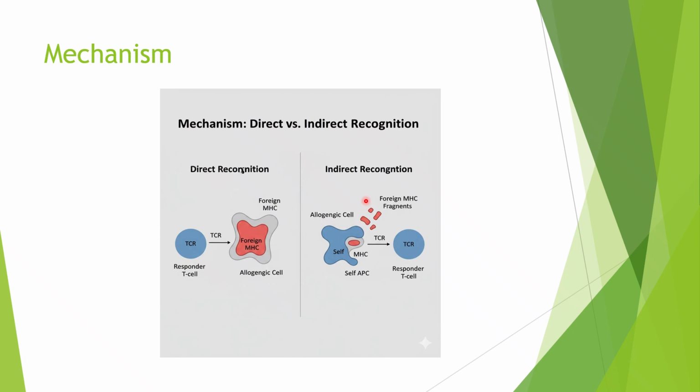On the right is indirect recognition. This is different. The recipient's own cell, called the self-APC, picks up broken pieces of foreign cell. It presents these small fragments to the T cell. In both cases, the result is the same. The T cell gets a signal to attack.